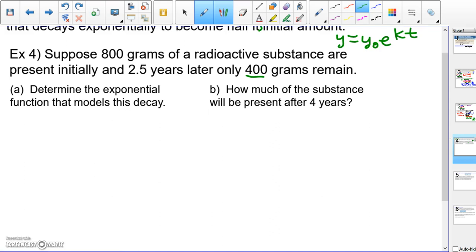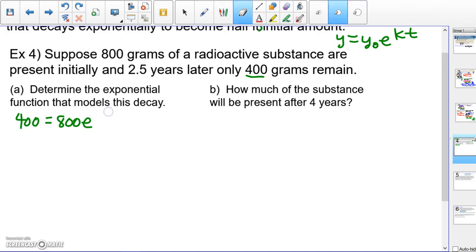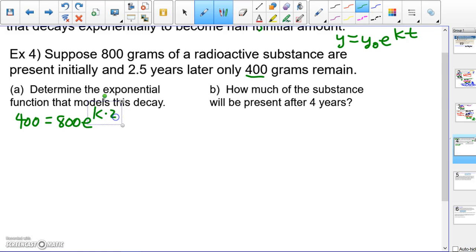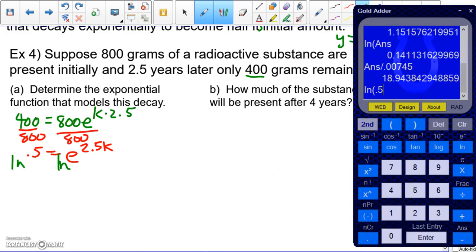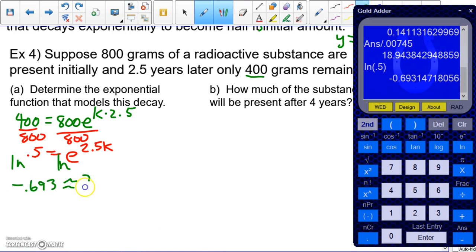If we look at this, what we ended up with was 400. What we started with was 800, times e to the k times 2.5 years. For solving, we keep doing the same things over and over again: divide by 800, and obviously that's going to be a half, or 0.5. There's your half-life. In order to get rid of the e, we do a natural log of both sides. Natural log of 0.5 is negative 0.693 or so, which is approximately equal to 2.5k.